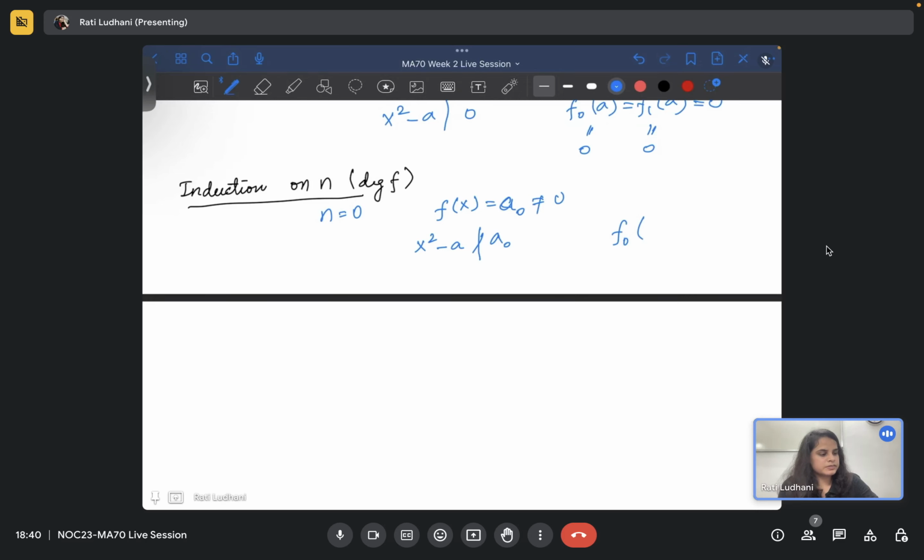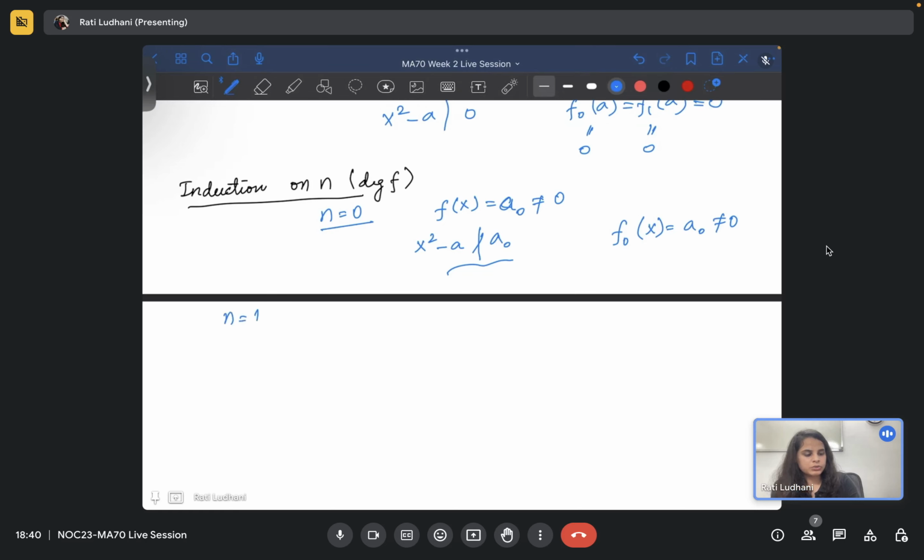Then what will be f0 of x? It will be a0, just the even part, and that is non-zero. So this is non-zero and x² - a is not dividing, so the if and only if condition is tautologically true. Is that case clear? n equals 0.